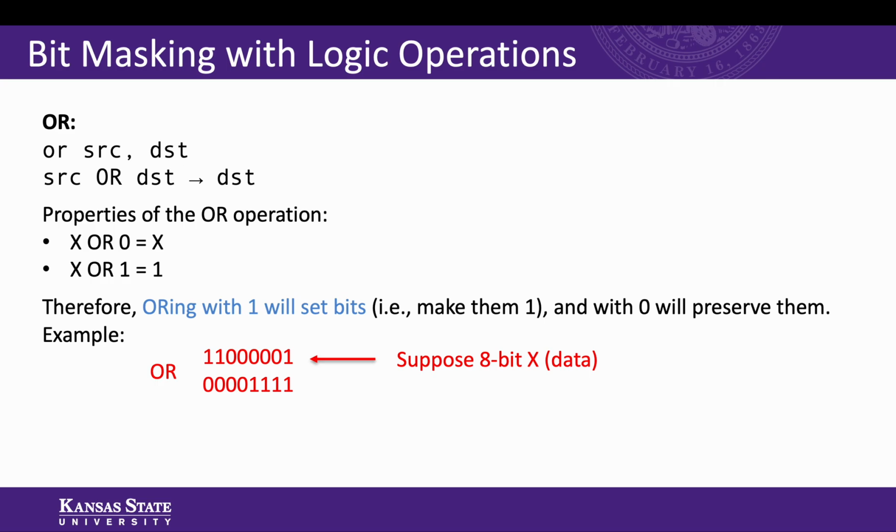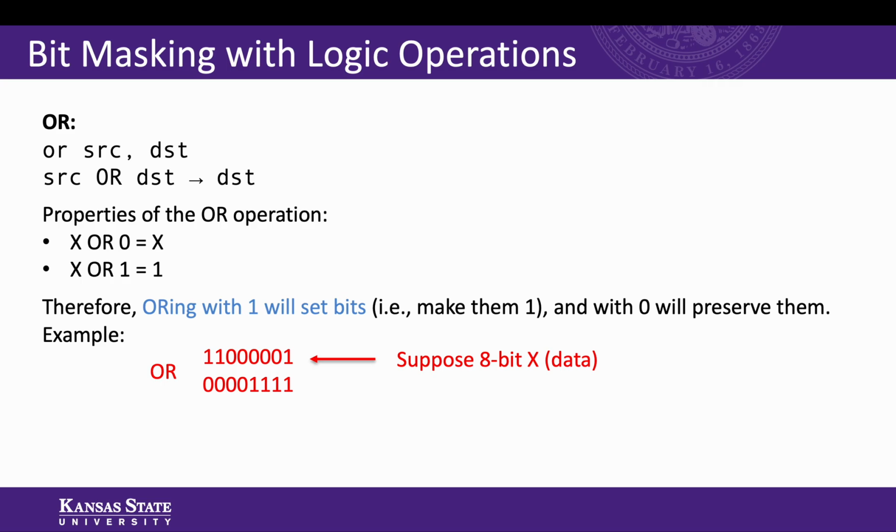Let's look at the mnemonic and the operand first. OR's mnemonic is OR, and its operand is source, destination. What it does is it takes the source, bitwise ORs it with destination, and then stores the result into the destination, so the destination gets overridden.